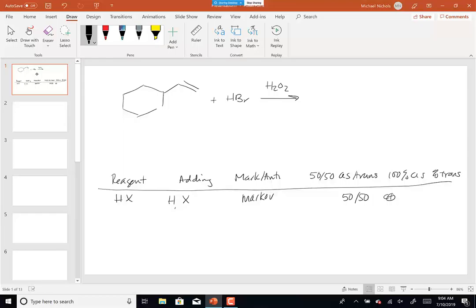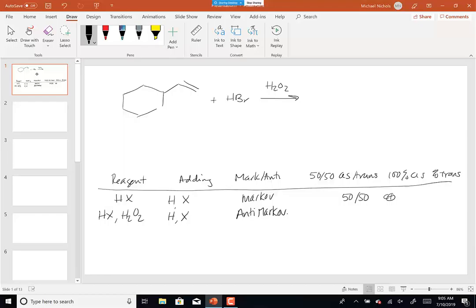So you could go through that with each one of these. So if I said HX H2O2, we're still adding HX, but now how are we doing it? Now we have to remember that we're doing it anti-Markovnikov. And so the H goes on the most substituted carbon, not on the least substituted carbon, because it's anti. And then the last thing we need to deal with is 50-50. It turns out it's 50-50 as well. So you just have to make that chart.